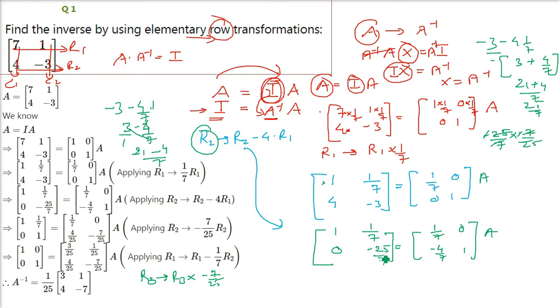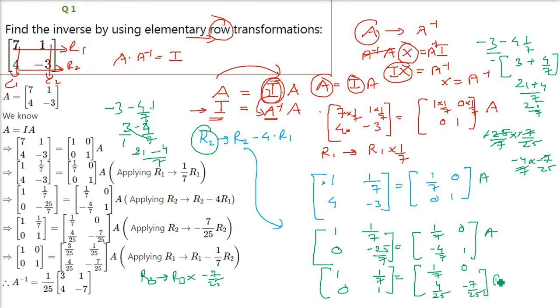So you multiply 0 by minus 7 by 25. First row will remain like that. 1 by 7. This is going to be 0. Minus 25 by 7 multiplied by minus 7 by 25 is going to be 1. Just because we wanted this to be 1, that is why we did all these things. So first row will remain like that, 1 by 7, 0. And now we multiply minus 4 by 7 by minus 7 by 25. So minus 4 by 7 into minus 7 by 25. Minus minus becomes plus. 7 gets cancelled. It's going to be 4 by 25. And then this 1 multiplied by minus 7 by 25, it is going to be negative 7 by 25.